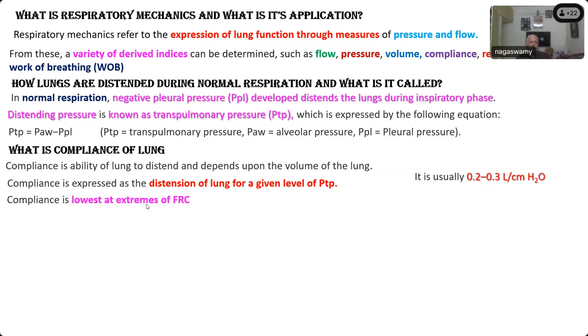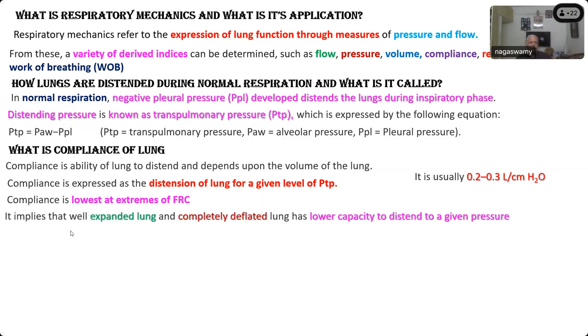And compliance is lowest at the extremes of functional residual capacity. It implies that a well expanded lung and a completely deflated lung have a lower capacity to distend. That is why we always have some amount of functional residual capacity present in the alveoli, to prevent them from totally collapsing or getting too much expanded, so that they can easily expand during the next respiration.